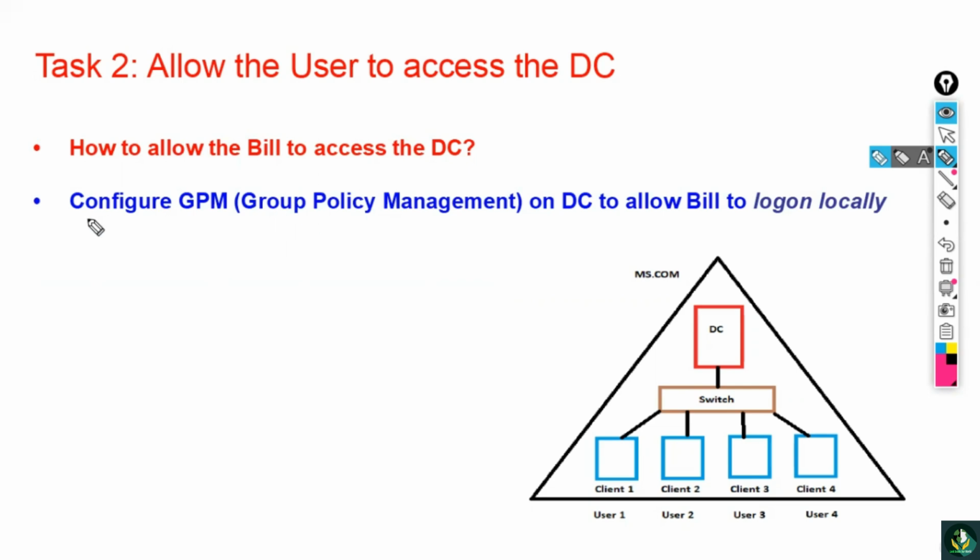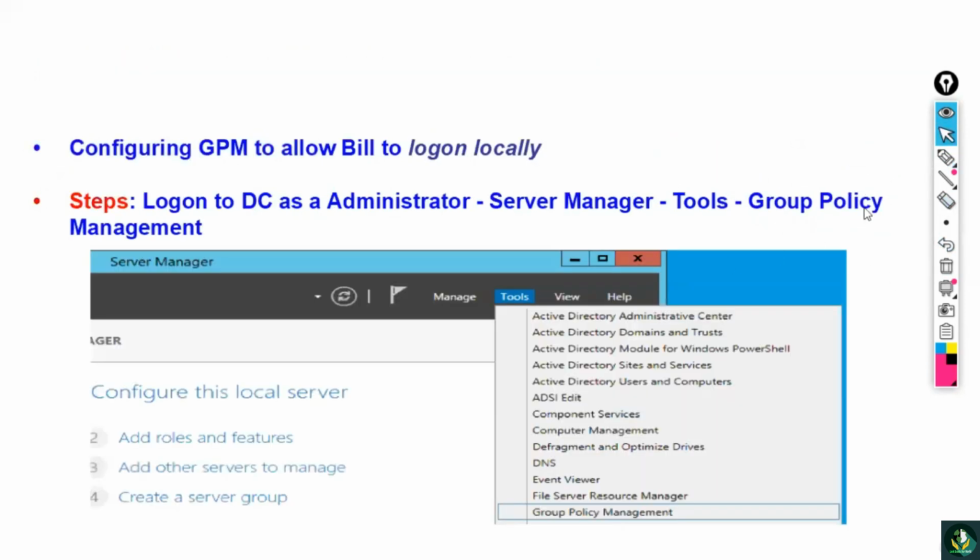Okay, so what we will do, we'll go to group policy management on domain controller and we will allow Bill to log on locally. Locally in the sense he can log on to DC locally. So these are the steps for configuring group policy management to allow Bill to log on locally. You need to log on to DC as an administrator. Then you will go to server manager, then tools, then group policy management.